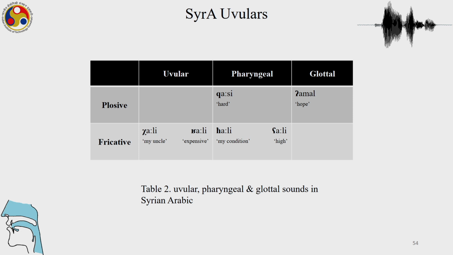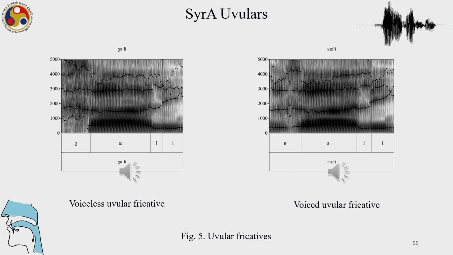The Arabic uvulars can be either plosives or fricatives, like the ones that we see on the screen. The place of articulation can also be pharyngeal or glottal. For the fricatives, we also have a uvular place of articulation, and here we have one example of a fricative which is uvular. Khali. That's a voiceless uvular fricative. Ghali. That's a voiced uvular fricative. Both examples are from Syrian Arabic.